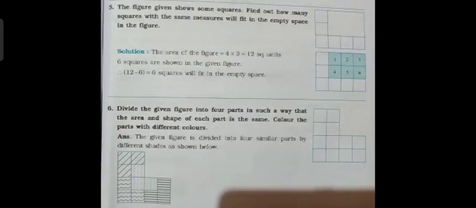Fifth one is that the figure given shows some squares. Find out how many squares with the same measures will fit in the empty space in the figure. Now they have given the figure, you just have to see with the same measure how many squares can be fitted in that figure. It has already been solved, you have to solve in a similar way. The sixth one is also in a similar way. For this fifth and sixth one, you are supposed to read and understand the question. Clear everybody?